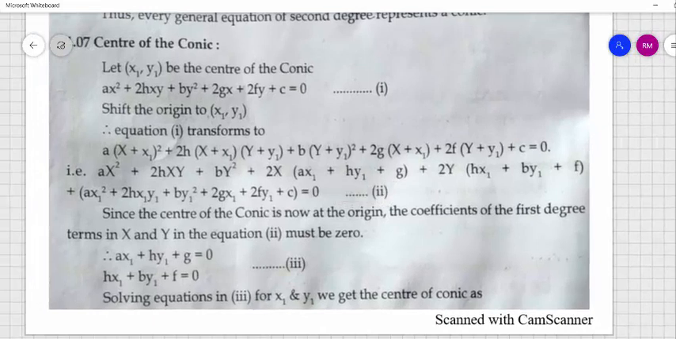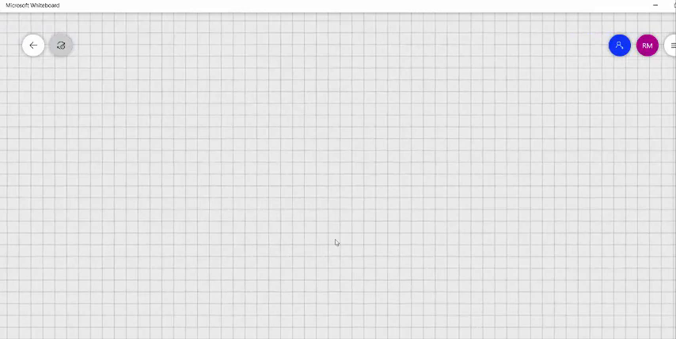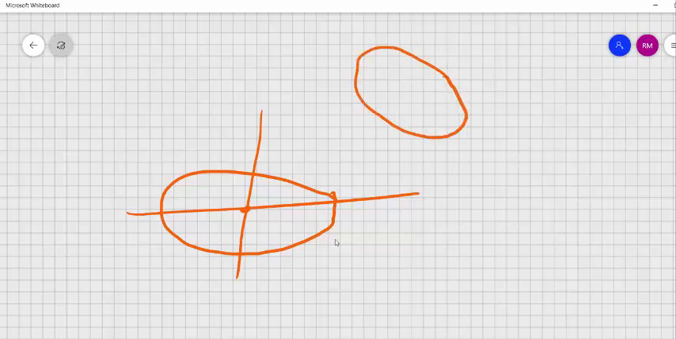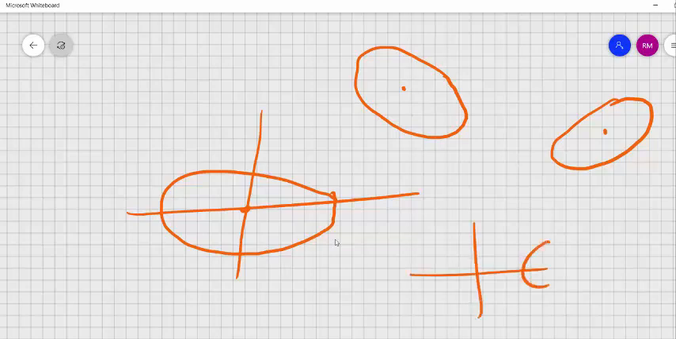Let us come or focus on center of the conic. What is center of the conic? Again, observe that this is x-axis, this is ellipse, then this origin is center of the ellipse. For this ellipse, this is the center. For this ellipse, this is the center. Similarly, we can talk about parabola, circle, hyperbola. For this hyperbola, this is a center.